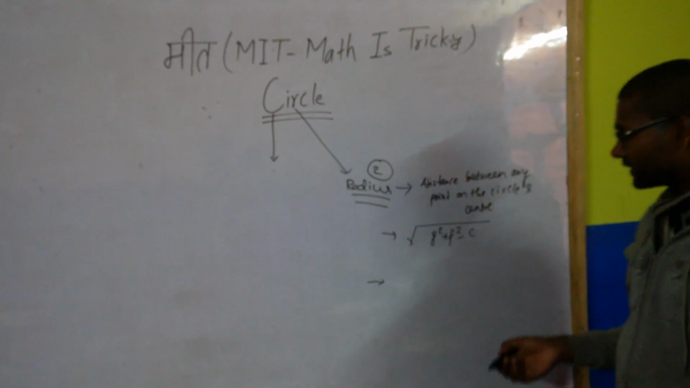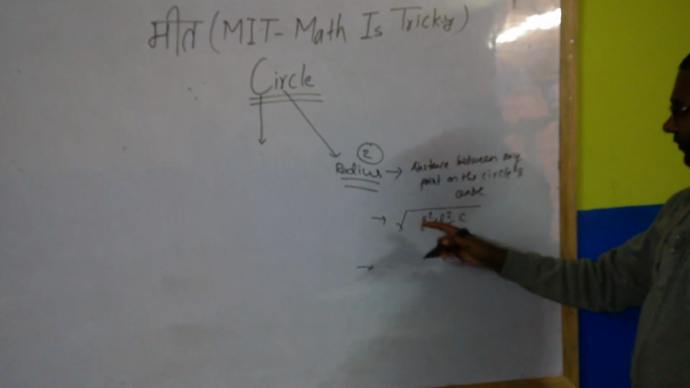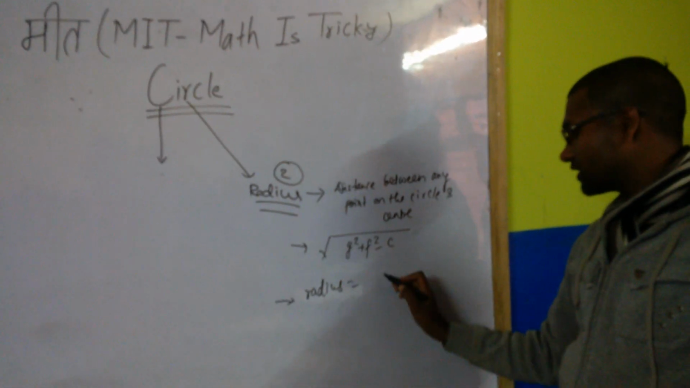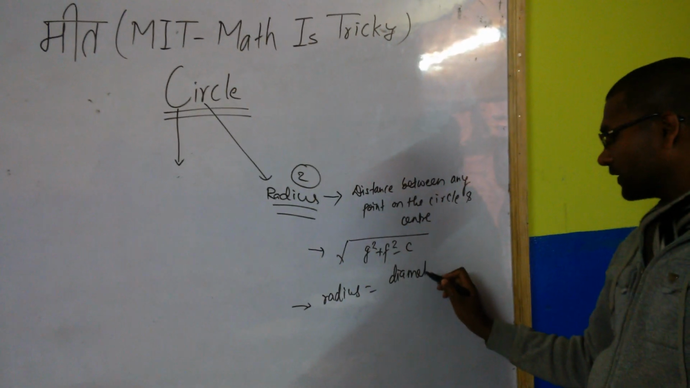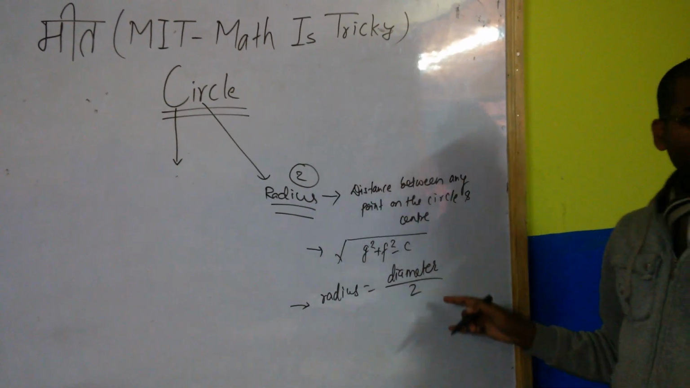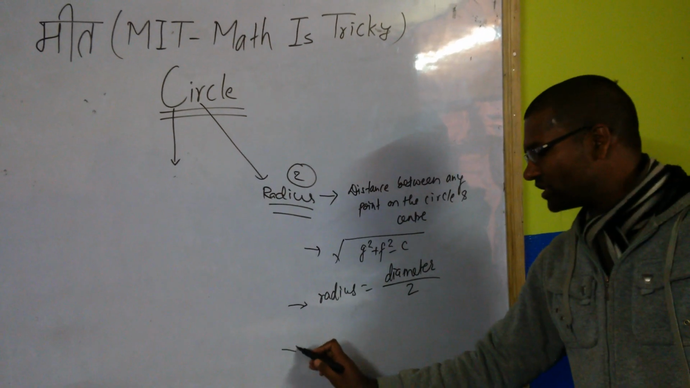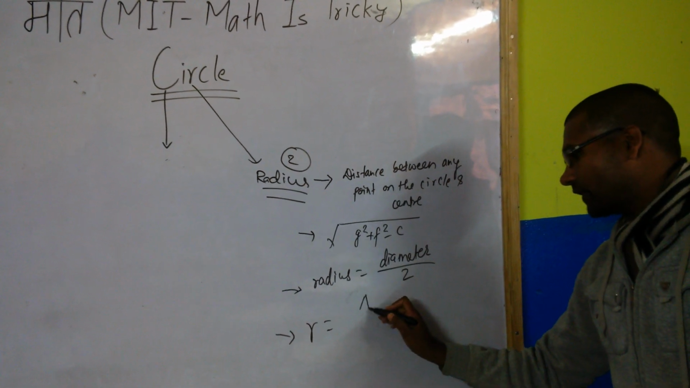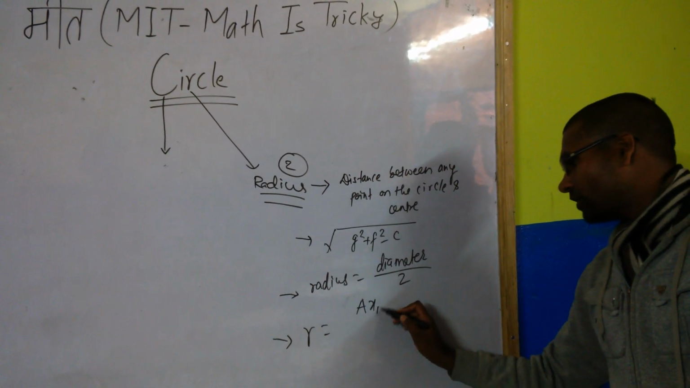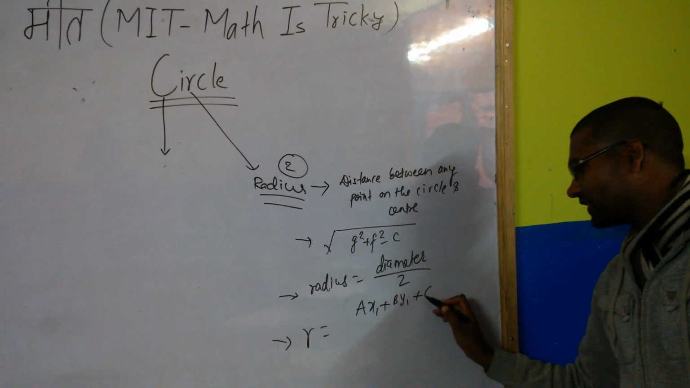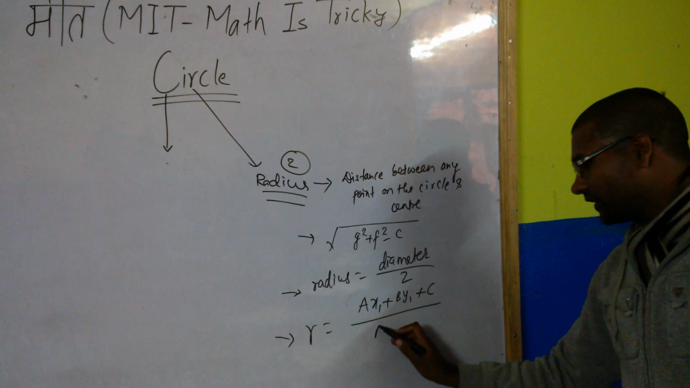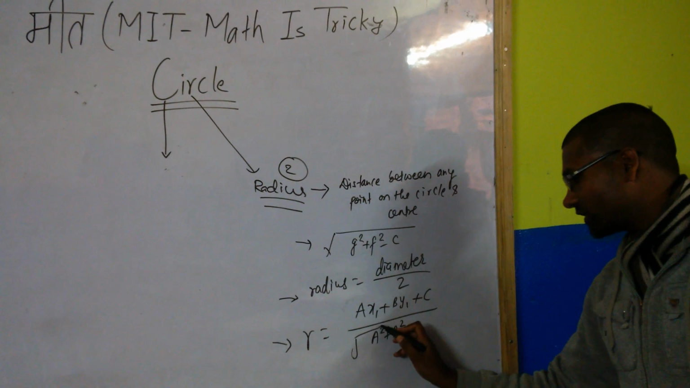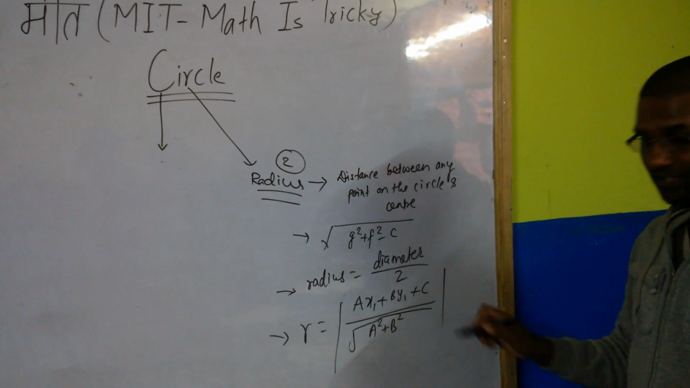Sometimes we can find the radius like this: radius equals diameter by 2, half of the diameter is the radius. Sometimes we use this formula also: R equals the modulus of a x1 plus b y1 plus c, divided by the square root of a square plus b square. I will explain in what case we use this formula. So we take the modulus to get the radius.